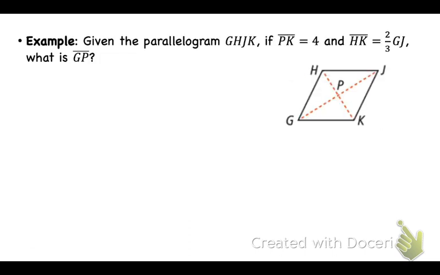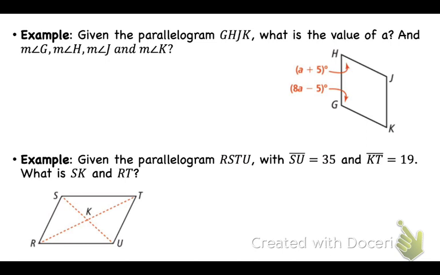180. Levi. So 180 equals what? A plus 5, then what? Plus 8A minus 5. Yep. And then you add them, so you get 9A. Yes. And the 5's zero out. So what is A?